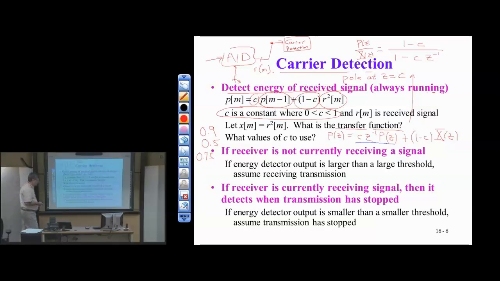And if a receiver is currently receiving a signal, then it detects when the transmission has stopped. Again, we're going to compare the output of the energy detector, and if it's smaller than a small threshold, then we're going to say that we've stopped receiving.